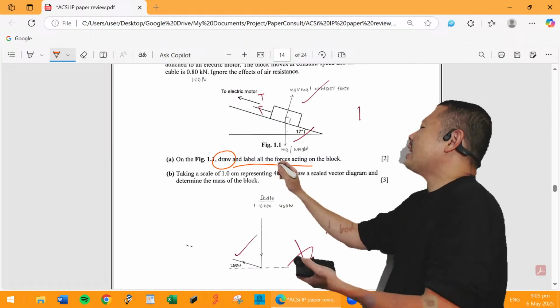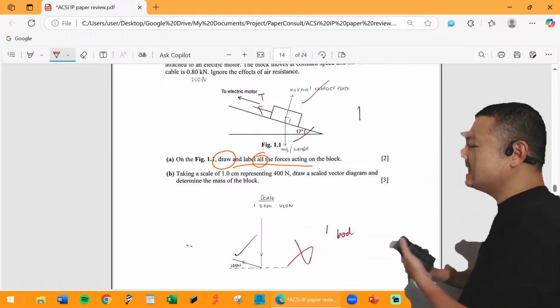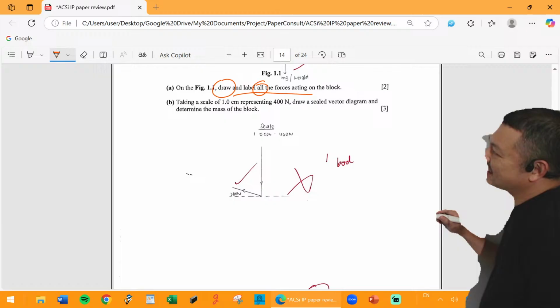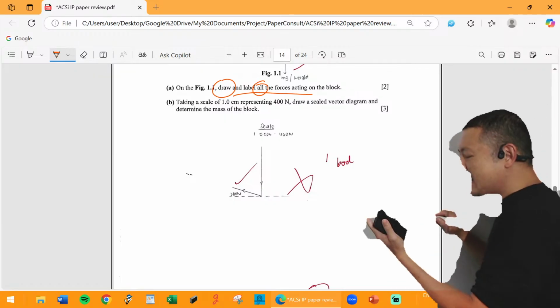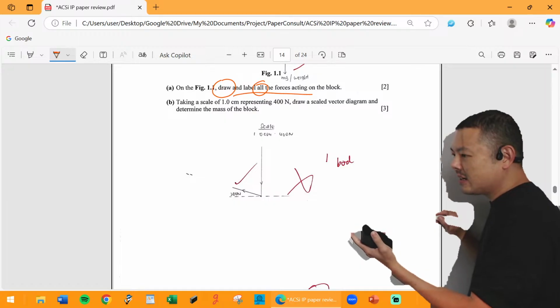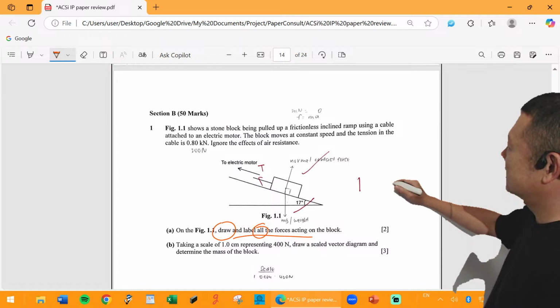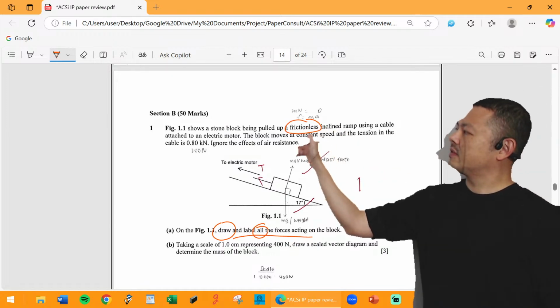They say draw and label all. You just follow instruction. Anyway, your diagram is bad. What is this? That means you need a crash course on vector diagrams. Correct or not? No, don't have. Frictionless. No.